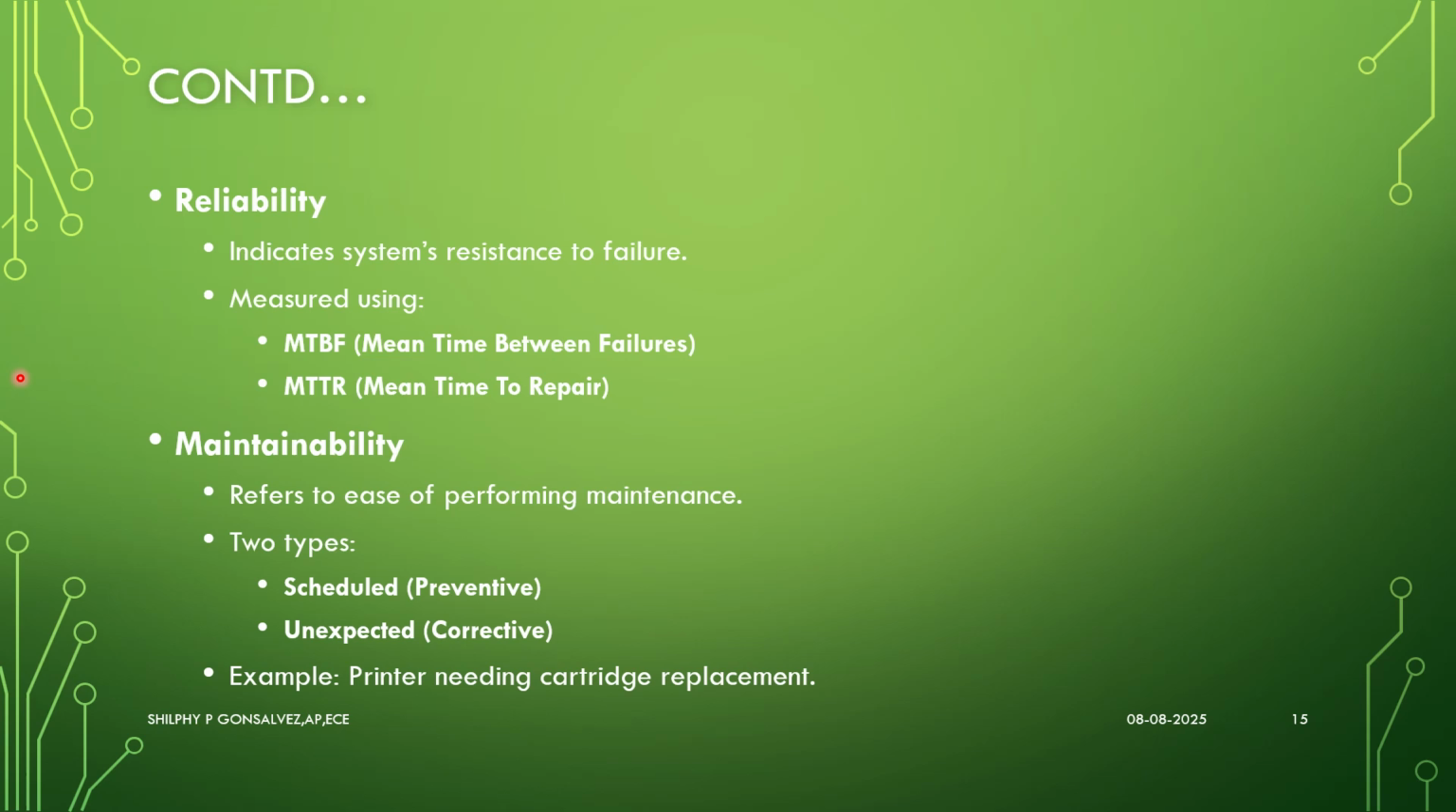And then comes maintainability. It refers to the ease of performing maintenance. Basically, there are two types of maintenance. One is scheduled maintenance, which will be done at a particular time instance. That is known as preventive maintenance, in order to prevent the system from being damaged. Next, an unexpected failure may arise, and because of that we need to do extra maintenance. So that is unexpected maintenance, which is the corrective maintenance mechanism.